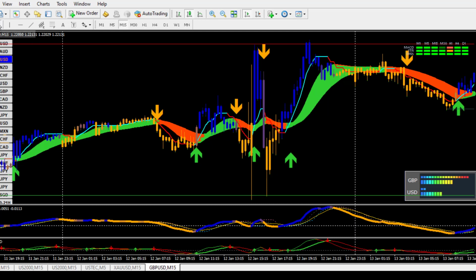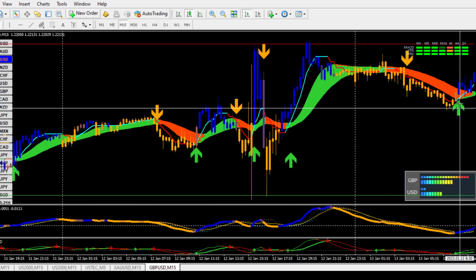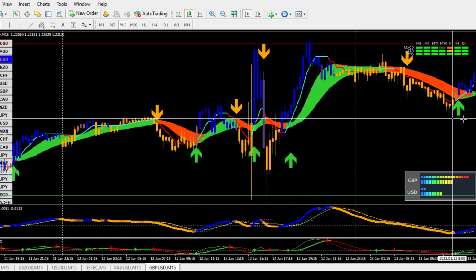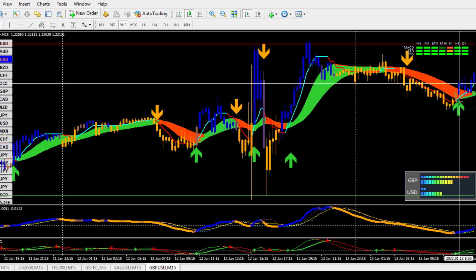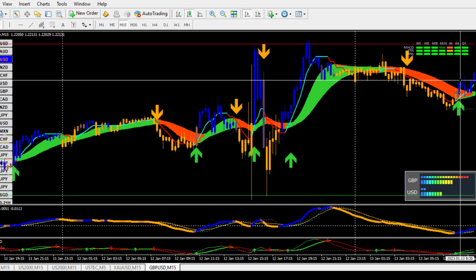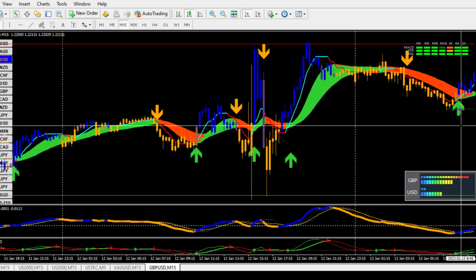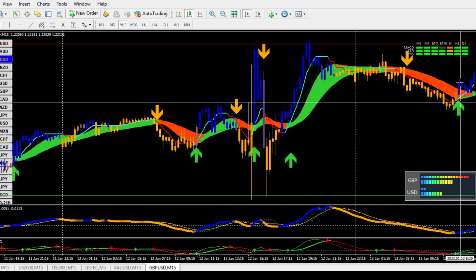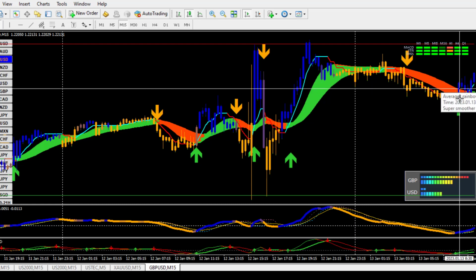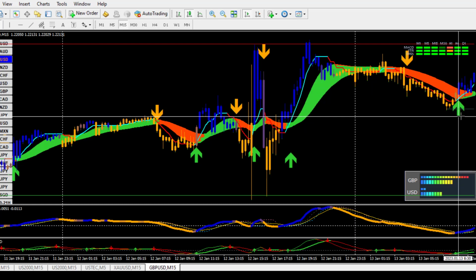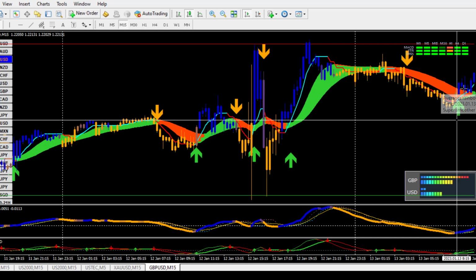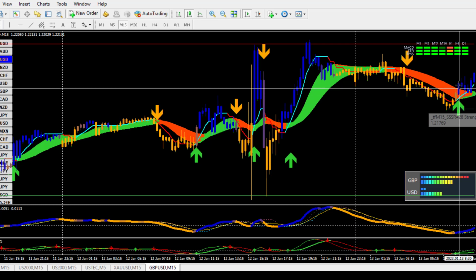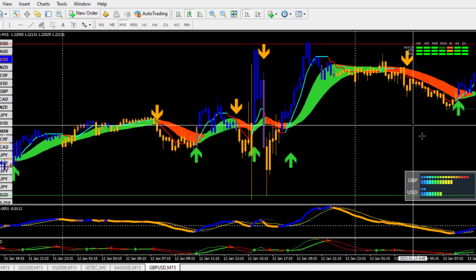Now I have a few indicators here. As I said, this arrow indicator does not repaint once the candle closes. Let's allow this blue candle to close before you place your trade. Allow the candle to close. Once the candle closes, the arrow will not disappear. But if the candle is yet to close, this arrow might disappear. Just allow the candle to close and you'll be fine.